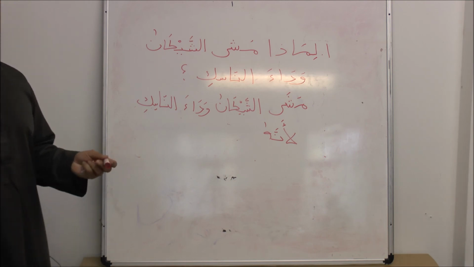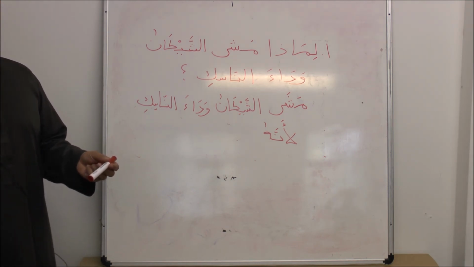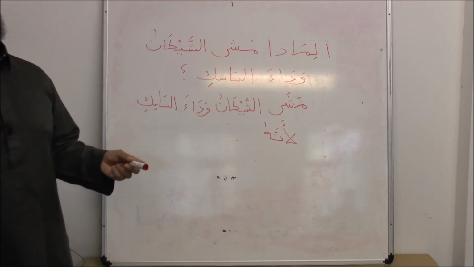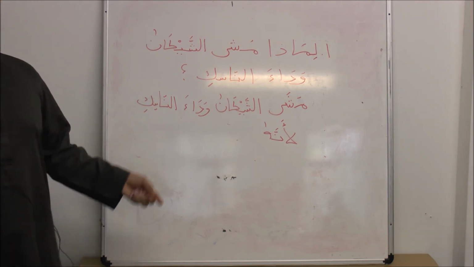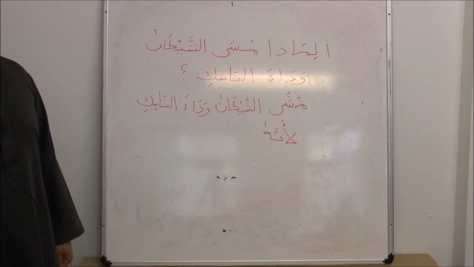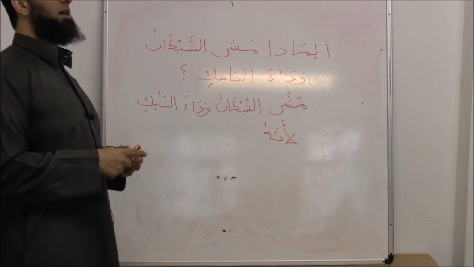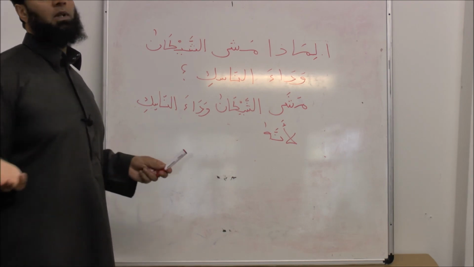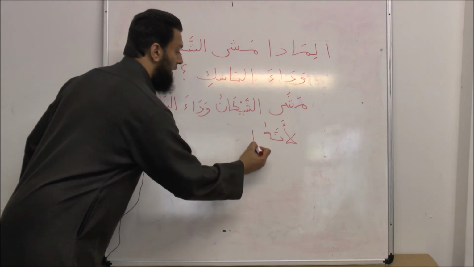Because he wanted to kidnap him. Or you could say because he wanted to kidnap the Nasik, but you don't want to say that again because it's already been mentioned. You want a pronoun that refers back to him. So, لِأَنَّهُ, because he wanted. How do you say want? He wanted: أَرَادَ. لِأَنَّهُ أَرَادَ.